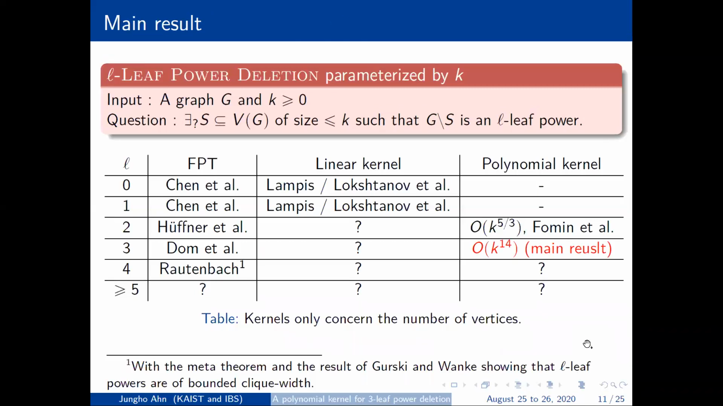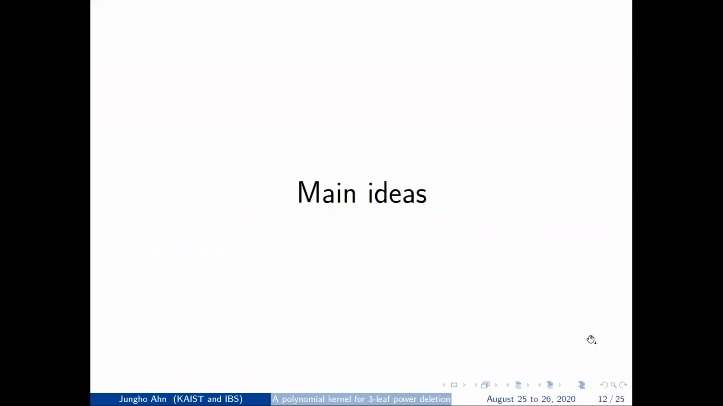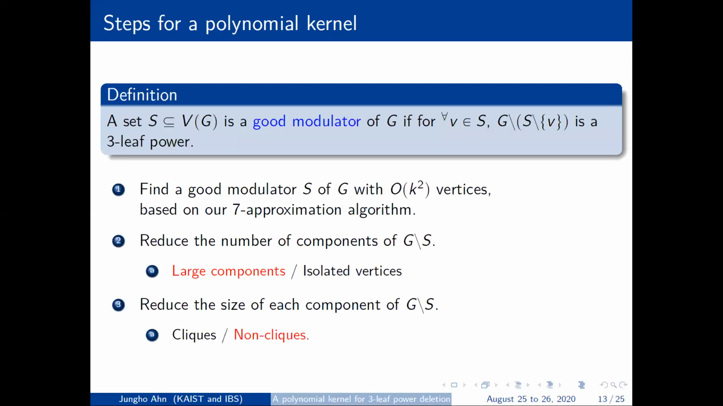And our main result is to show that the ell-leaf power deletion problem admits a polynomial kernel. In the remainder of this talk, I will briefly explain the main ideas of our result. So these are the main steps for a polynomial kernel.